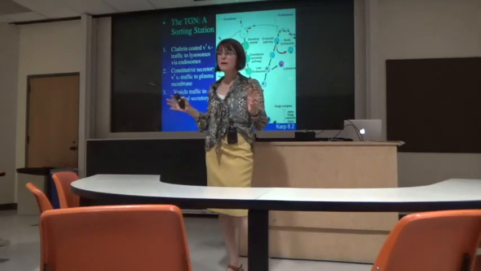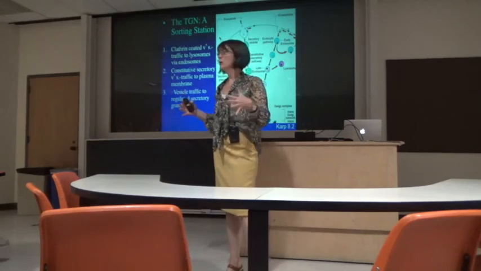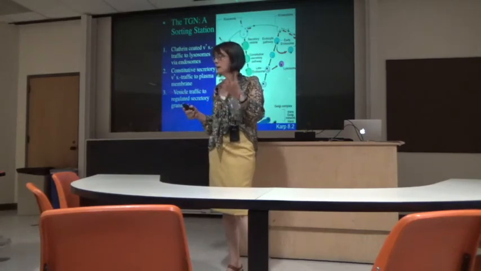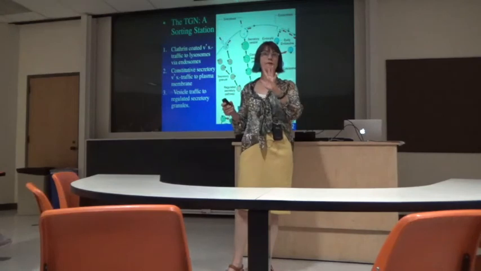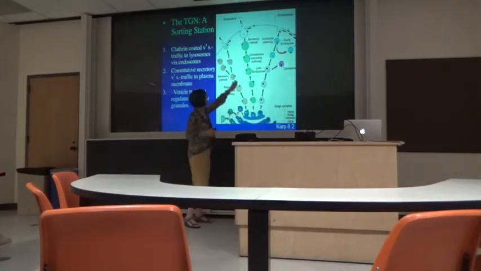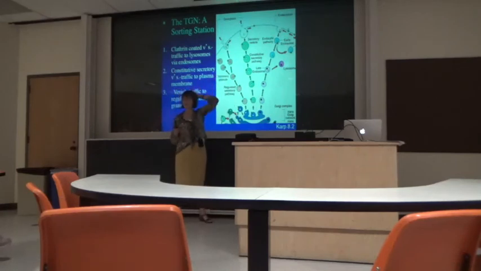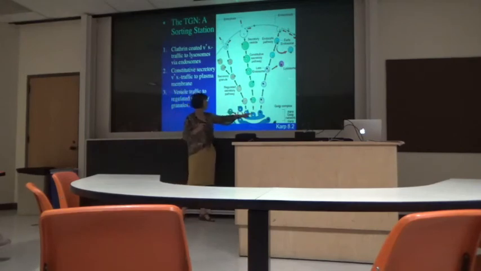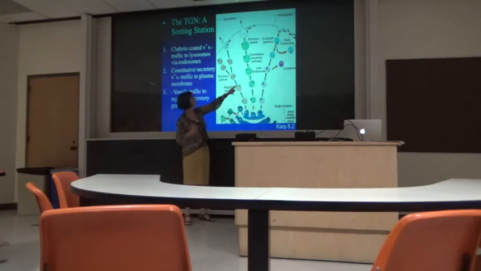Those are specialized pathways that don't occur in all cells. It's just some specialized cells that have them. All cells have the regular constitutive secretory pathway. So every cell is going to have this because all cells have the plasma membrane and the outside world. And then finally, the third kind of vesicle that we're going to talk about that comes from the trans-Golgi network actually brings enzymes to lysosomes where the lysosomal enzymes reside.